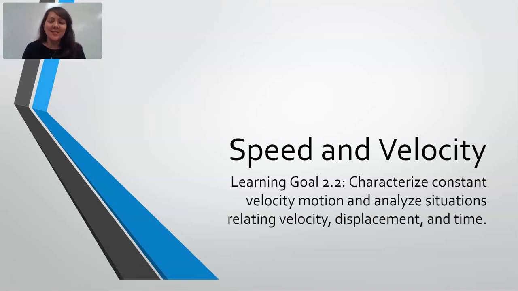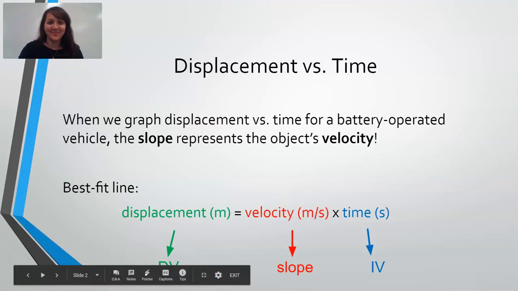Folks, for this lesson we're going to be talking about how to characterize motion that's moving at a constant rate. And in order to do that, we're going to introduce two new terms for you, speed and velocity, and talk about different ways to think about speed and velocity. So let's get started.